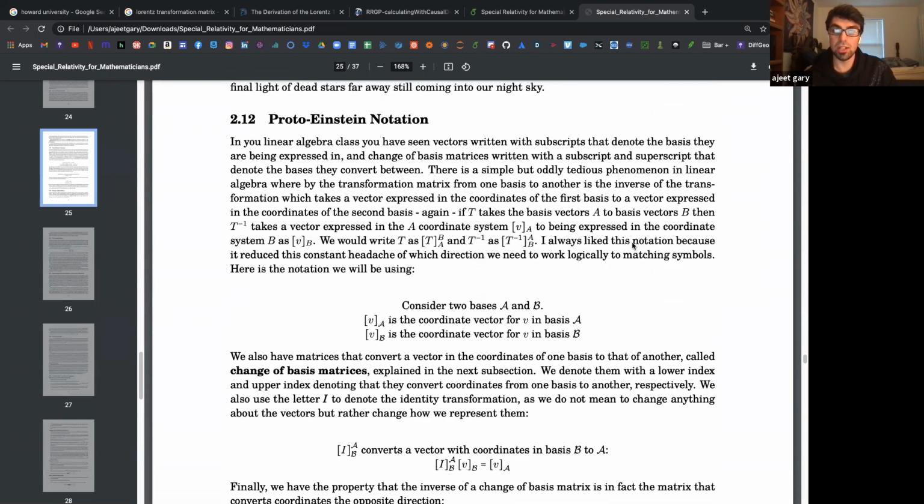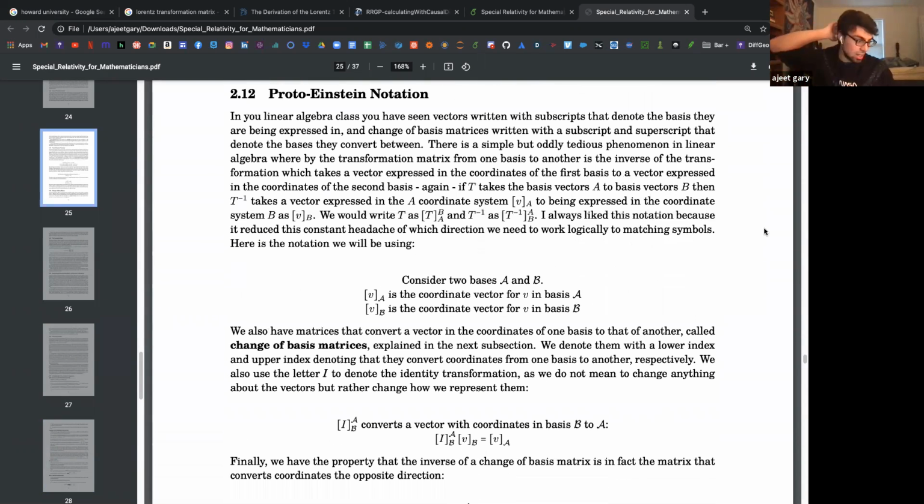Okay, Proto-Einstein notation. So why do I call it Proto-Einstein notation? I saw this in a linear algebra textbook in college, and I really liked it. It turned out that the way these coordinates, or these indices, work is similar to how tensor algebra works. So it's a good precursor to more general stuff in multilinear algebra.